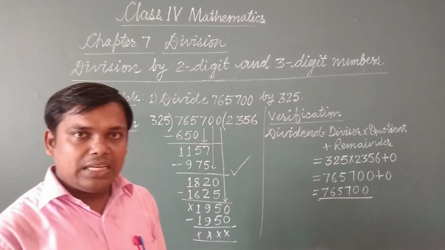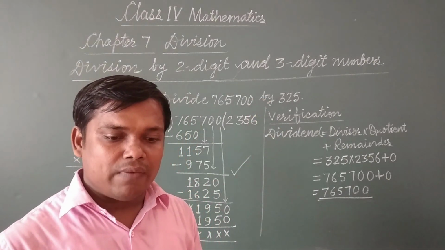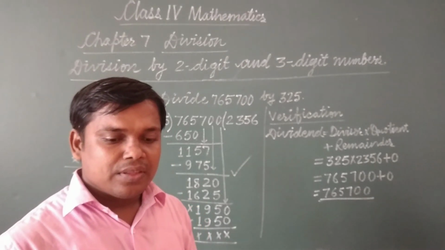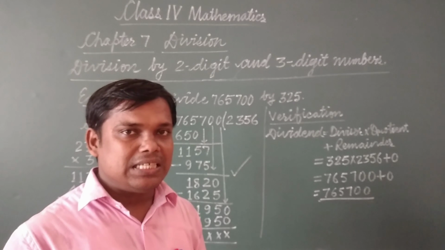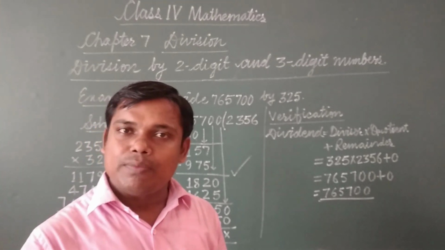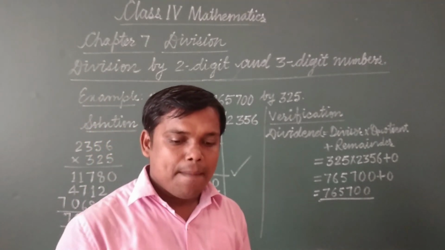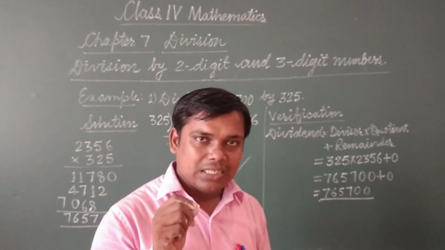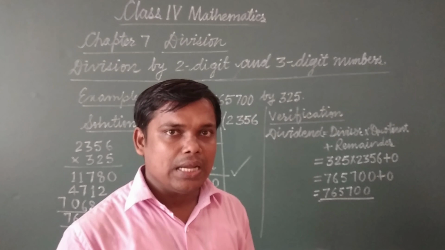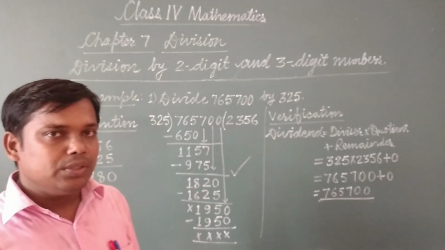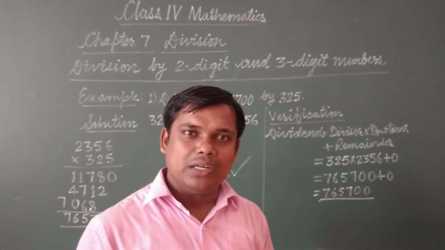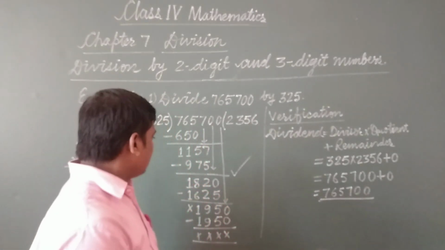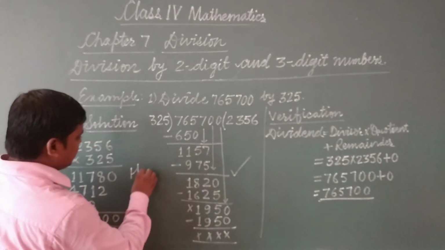So in this way you have to solve the questions of exercise 7.3. The first 15 questions you have to solve, there you do not have to verify, but after that you have to verify your answer. Okay. So I hope you understood how to divide a number by 2-digit and 3-digit numbers. So you have your homework.